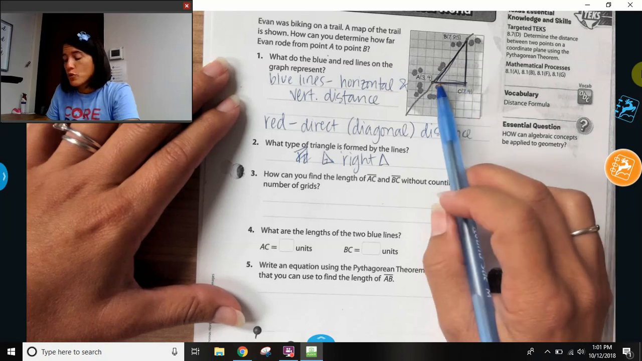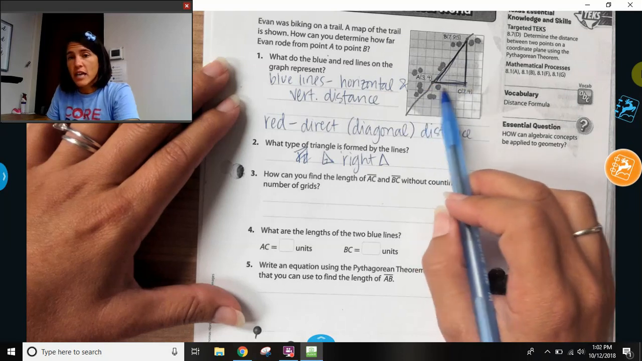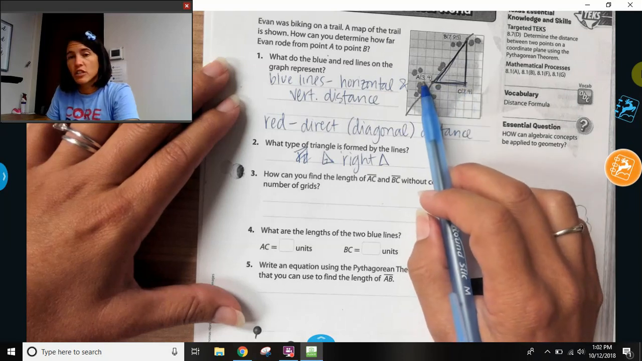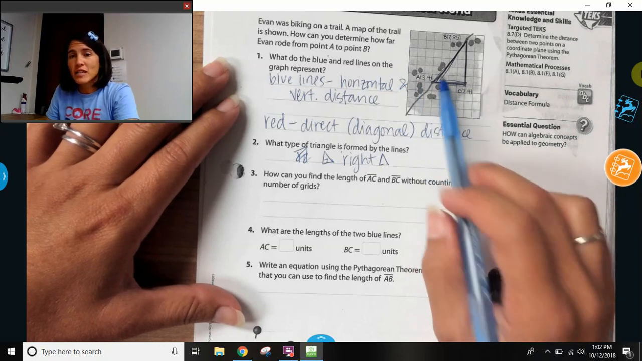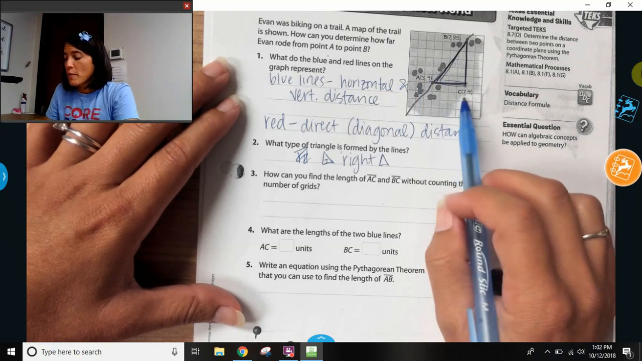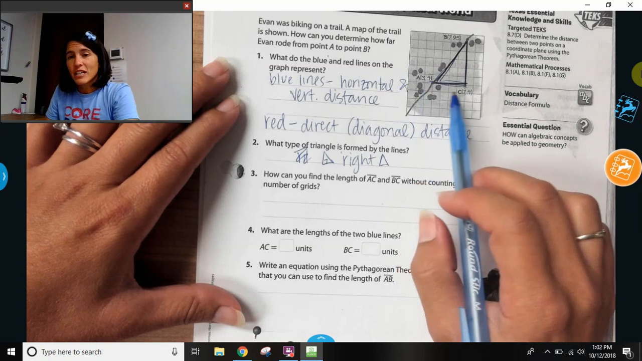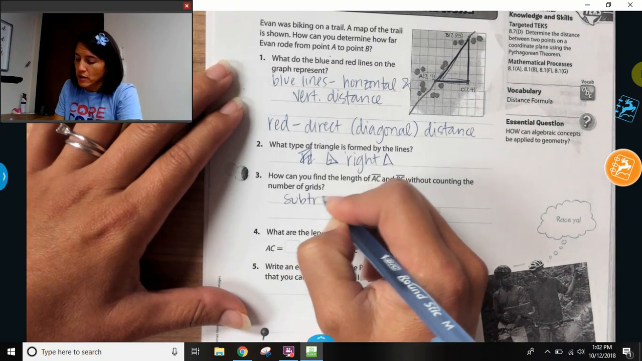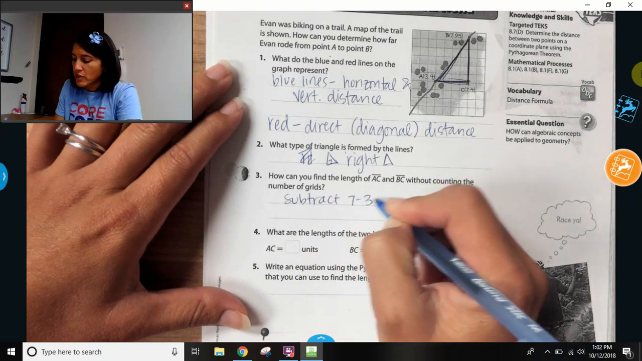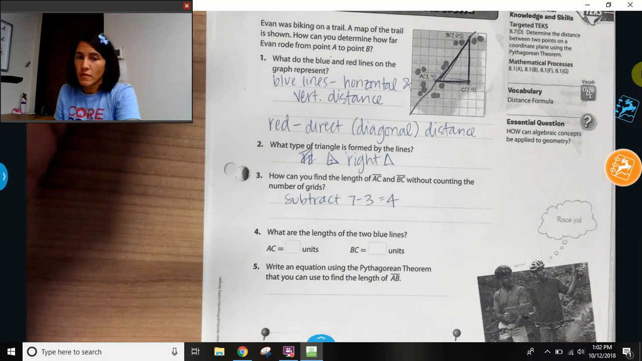And if it moved horizontally, this is AC. If it moved horizontally, see how look at the points, 3, 4, and 7, 4. Well, the 4s are the same because it didn't go up or down. So from 3 and 7, what can we do with those numbers? And we could subtract 7 minus 3 to get 4.